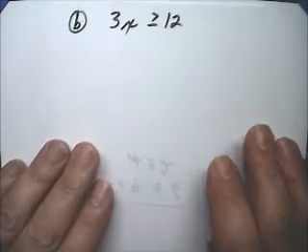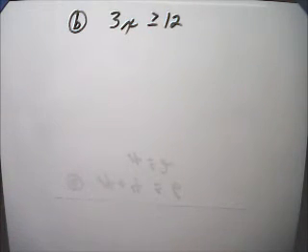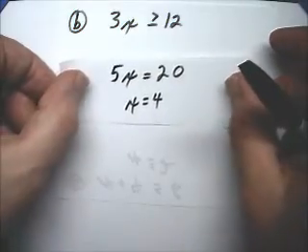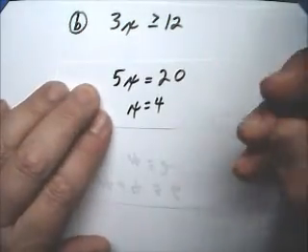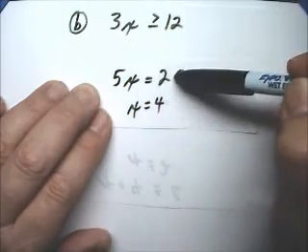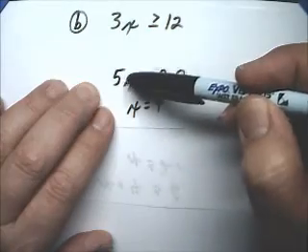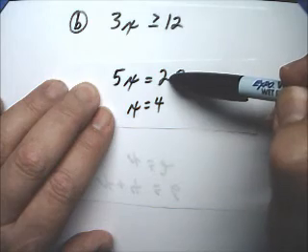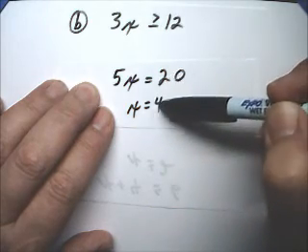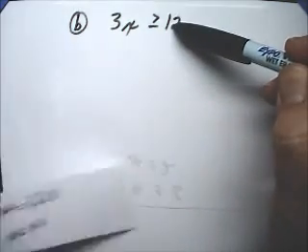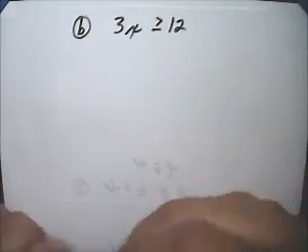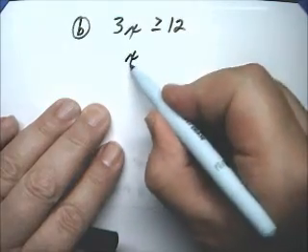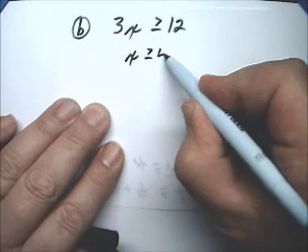And B, 3x greater than or equal to 12. We're going to solve these very similar to the way we solve equations. 5x equals 20, and it's 4 times 5 that equaled 20, and we got this by dividing both sides by 5. So here we're going to divide both sides by 3 to get x is greater than or equal to 4.